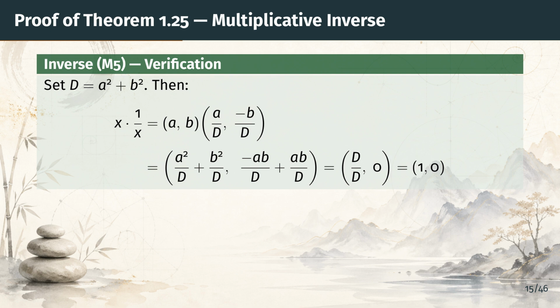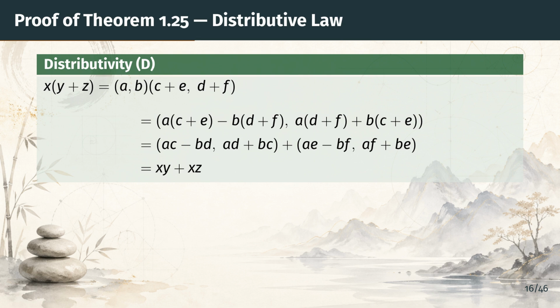The last axiom to check is the distributive law. Finally, the distributive law. The idea is simple. We expand the left-hand side using the multiplication formula, then use the distributive law for real numbers to split everything apart. The terms regroup perfectly into the two separate products. This completes the verification of all field axioms, so the complex numbers indeed form a field. Next, let's see how the real numbers sit inside this new field.